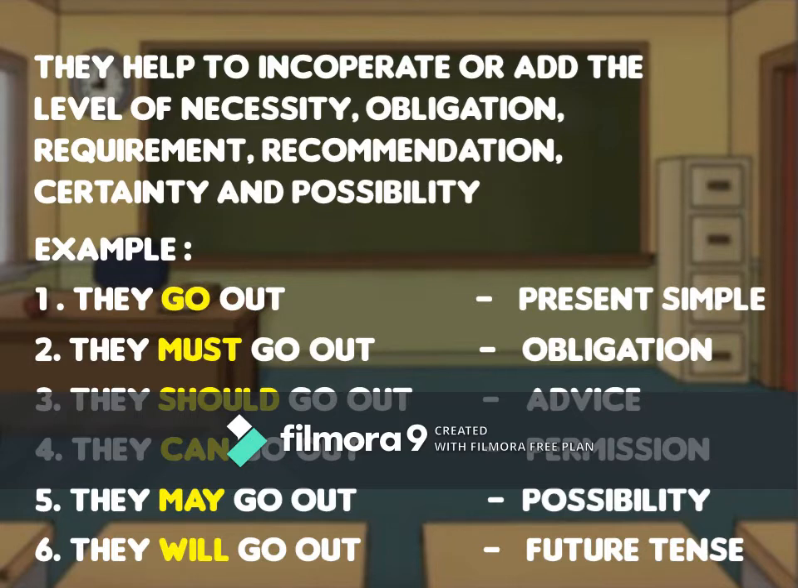For example, "They must go out" is a type of present simple tense sentence. "They must go out" is a type of obligation. "They should go out" is a type of advice. "They can go out" is a type of permission. "They may go out" is a type of possibility. "They will go out" is a type of future tense.